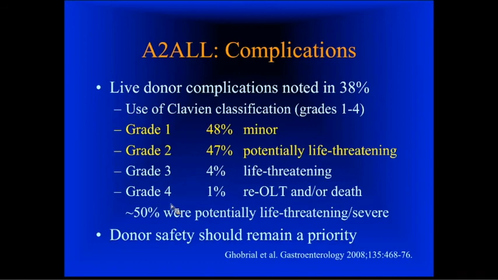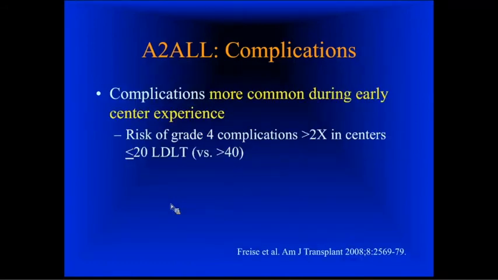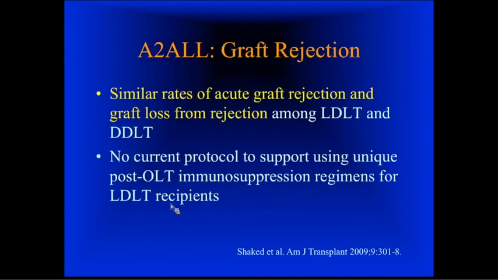So complications can occur, but thankfully most of them are minor. Most of these are not wholly life-threatening, and it just underscores the fact that we should always have the donor's safety in mind at all times. Complications tended to occur in those centers who were still starting to learn how to do live donor transplants, as opposed to those who've already gone through a minimum number and are having a steady or increasing rate of doing these surgical procedures.